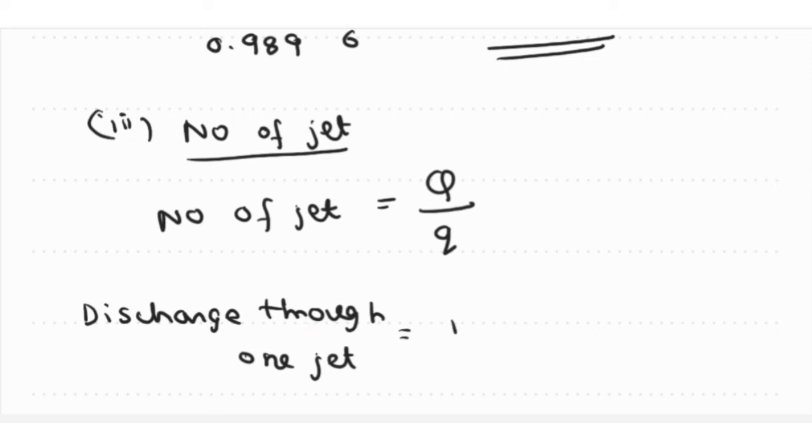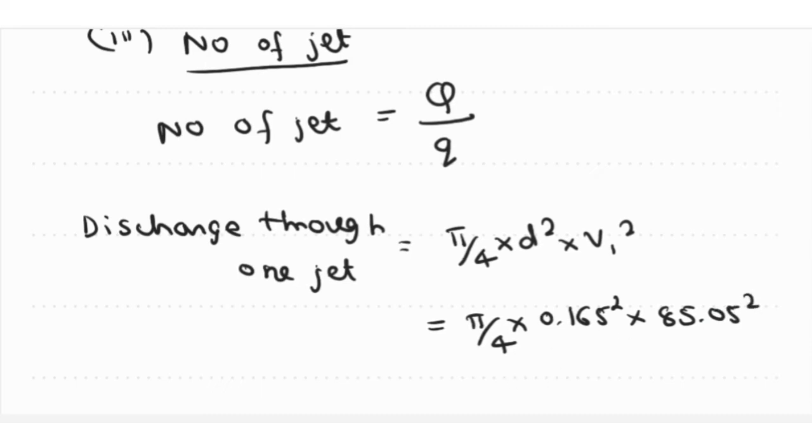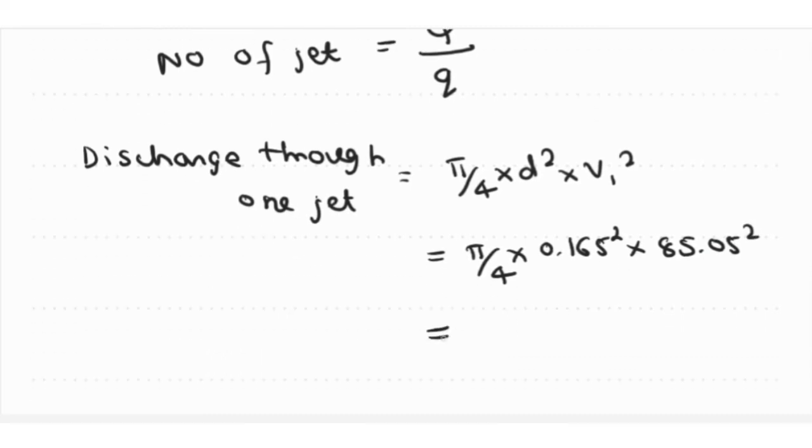So that is by using the formula pi by 4 into d square into v1. So you should substitute the values: pi by 4 into diameter 0.165 square into v1, 85.05. So we'll get q is equal to 1.82 meter cube per second.